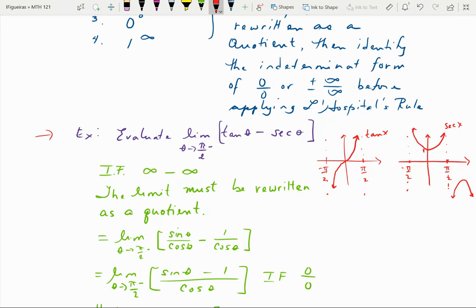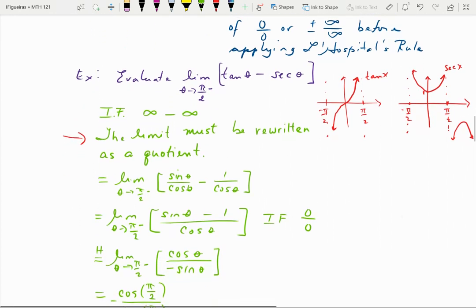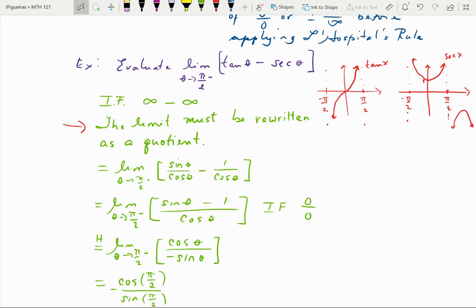All right, so now the limit must be rewritten as a quotient. So I'm reminding you of that here. This one actually isn't too bad to rewrite, because if you rewrite tangent as sine over cosine and secant as 1 over cosine, then you naturally have a common denominator of cosine. So I'm here at this point. I have the limit as theta approaches pi over 2 from the left of sine of theta minus 1 over cosine. If you were to plug in pi over 2 into this expression, you would find that it is of indeterminate form 0 over 0, which means we're ready to use L'Hopital's rule.